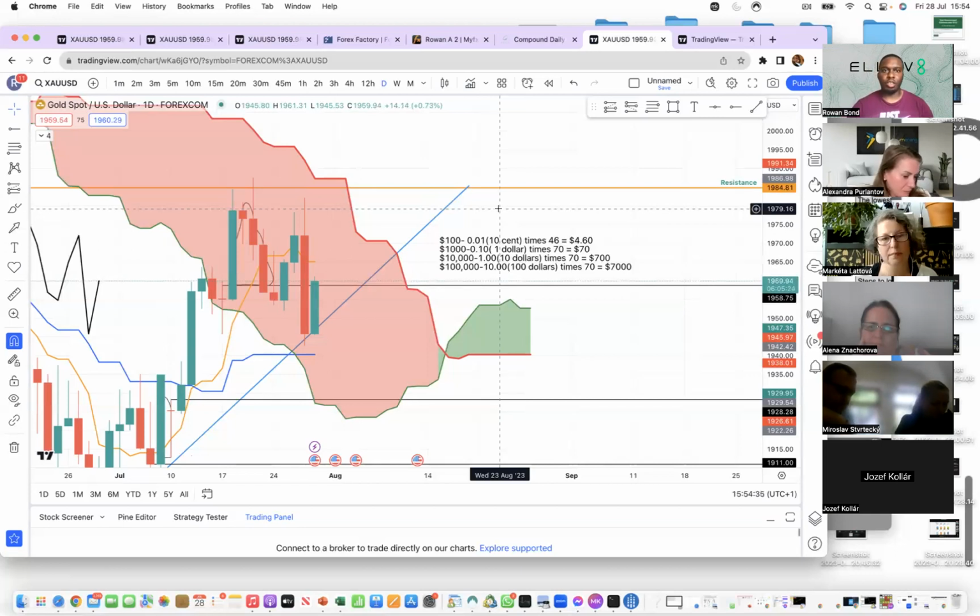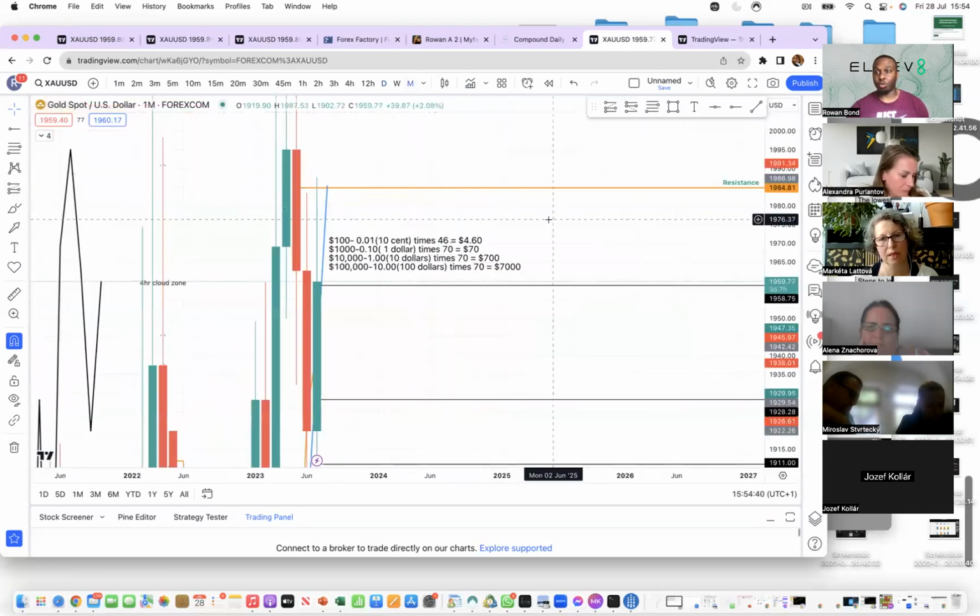For me, I normally, when it's a new month, then I'll look at the cloud on the monthly, and only when it's a new month, I'll look at the beginning of the month.